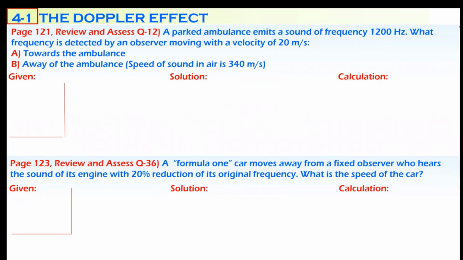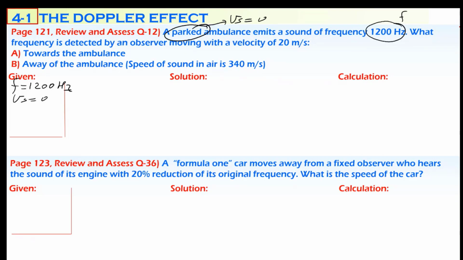For example, this one: a parked ambulance. This time the ambulance is parked, so the source is parked. It emits sound of frequency 1200 hertz. This is the original frequency because the ambulance is making the sound. So F for the ambulance is 1200 hertz. The ambulance is parked. The source is not moving. The speed of the source is zero. This time, the speed of the source is given as zero.